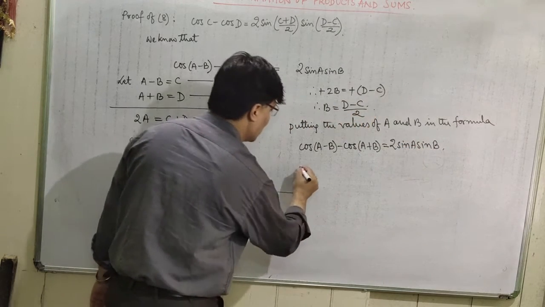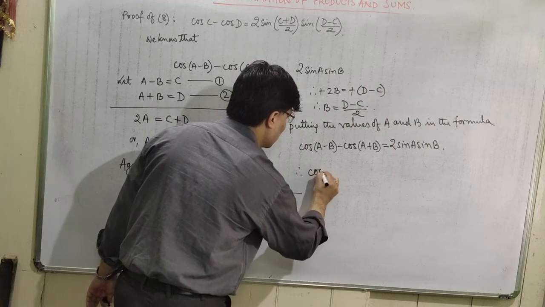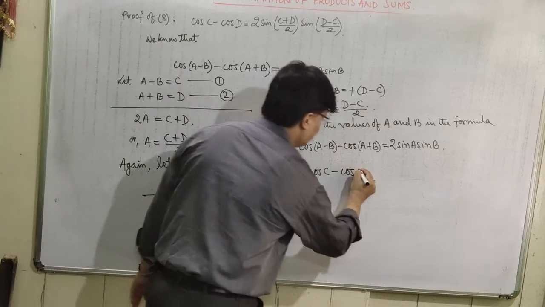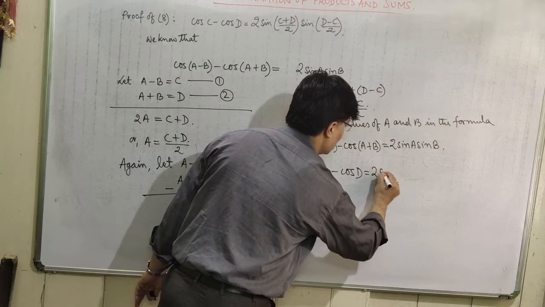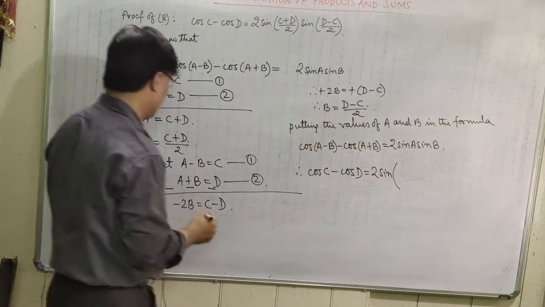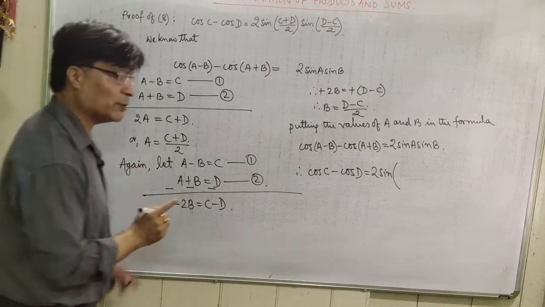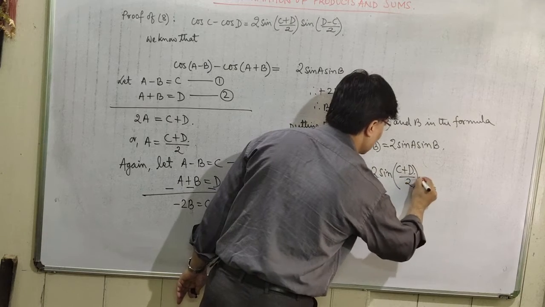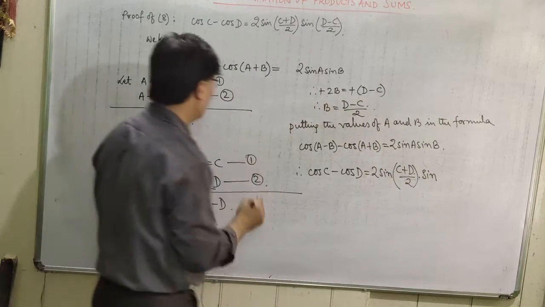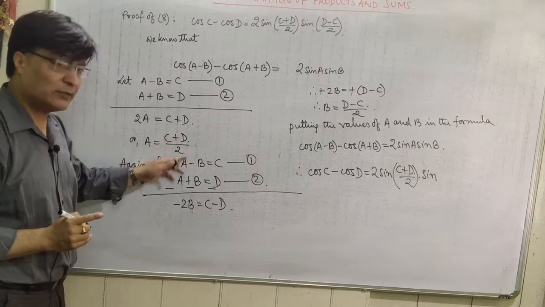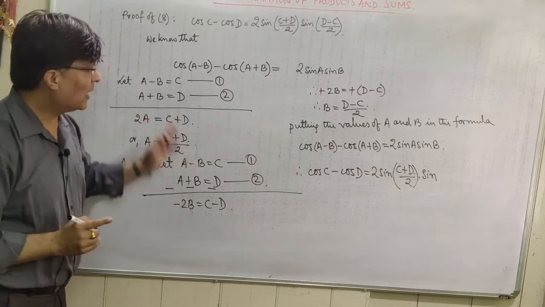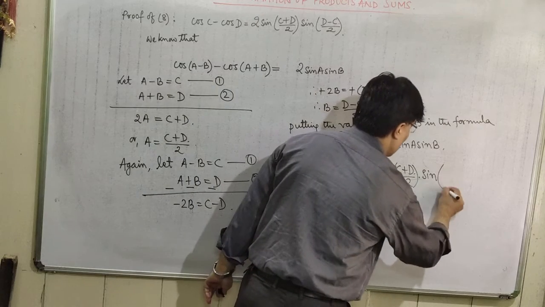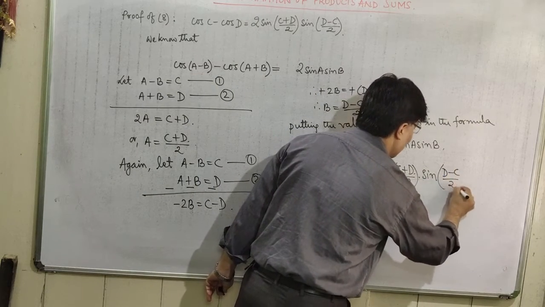So let us write down the formula now. Therefore cos, what is a minus b? C. What was cos of, what is a plus b? A plus b is d, which is equal to 2 sin of, what was the value for a? It is c plus d by 2, into sine of, what was b? Here b is equal to d minus c by 2.